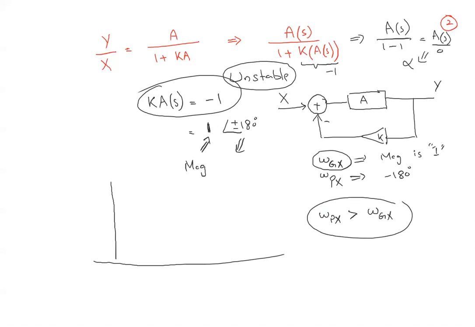crossover frequency should be greater than gain crossover frequency. If this is greater, only then can I ensure that when minus 180 degrees comes, my magnitude is less than 1. If my magnitude is greater than or equal to 1 at a phase of minus 180 degrees, this means my system is unstable. So this is a condition you need to keep in your mind. This is a must condition for the system to be stable.